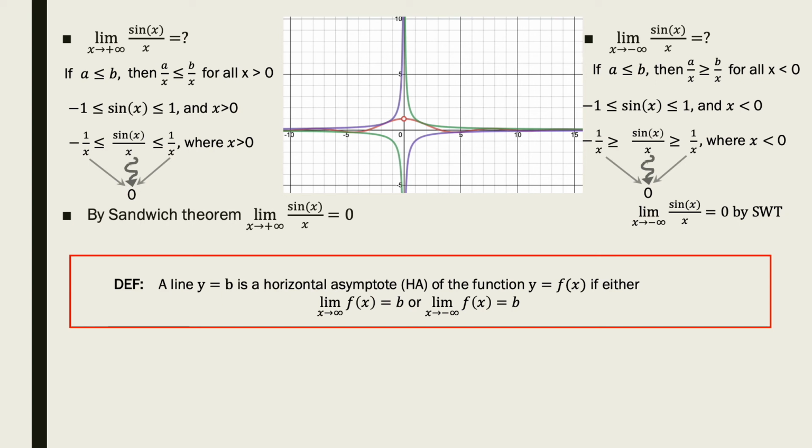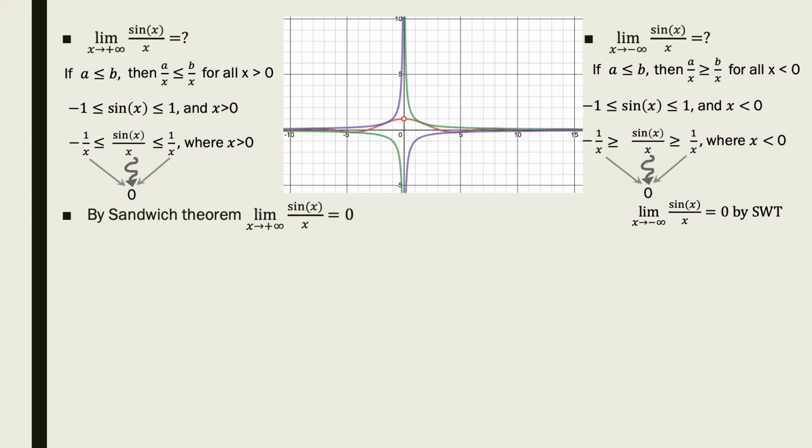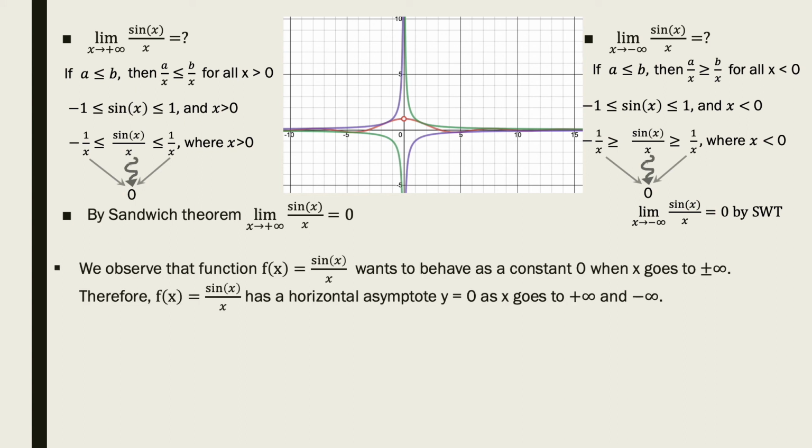Now let's talk about horizontal asymptotes. We found two limits: the limit of f of x as x goes to plus infinity is 0, and the limit of f of x as x goes to -infinity is also 0. This means that as x goes to either plus infinity or -infinity, f of x wants to behave as the constant 0. Therefore, y equals 0 is a horizontal asymptote.